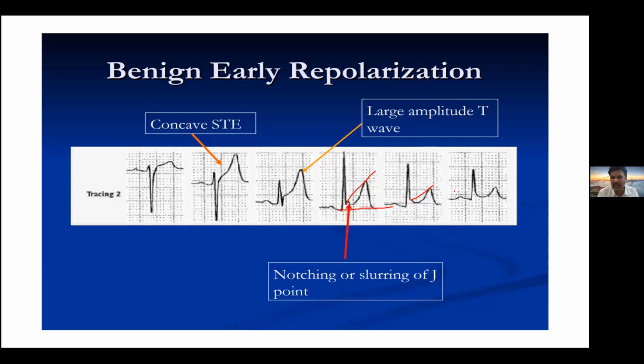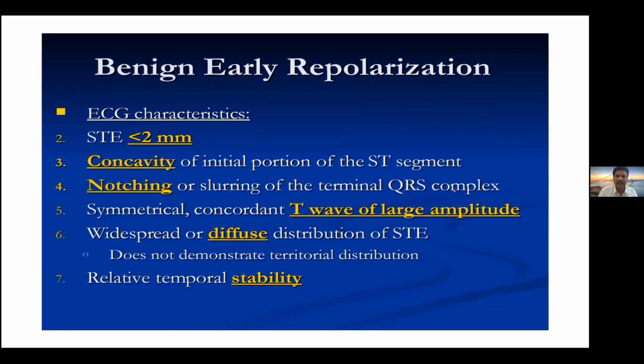You just draw a line. If it is below it, right, it is not acute MI. You can be confident when the patient is not having typical chest pain. Right? So ECG characteristic, ST elevation is not more than 2 millimeter. That is one point. That is the magnitude of the ST elevation. Concavity of the initial portion, so concavity upwards. The distal notching or slurring of the terminal, that is the J point slur, is there. And the concordant T wave, large amplitude, T wave will be large, but you do not panic.